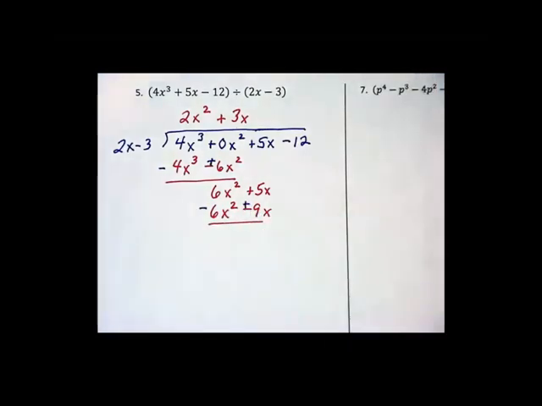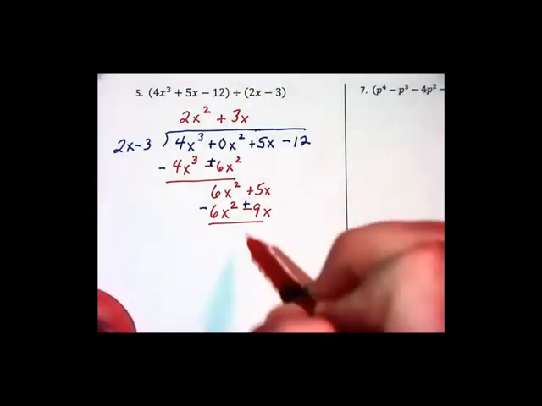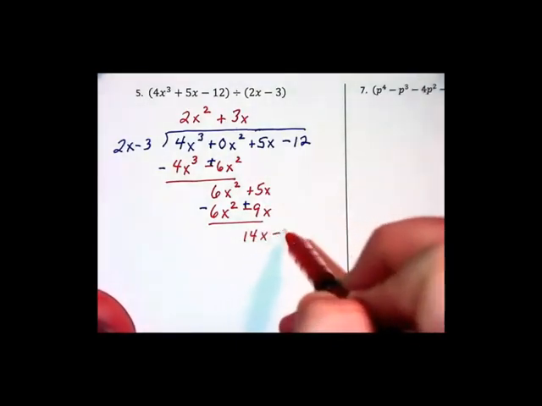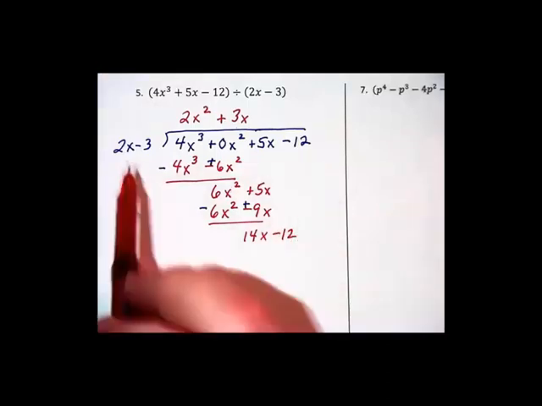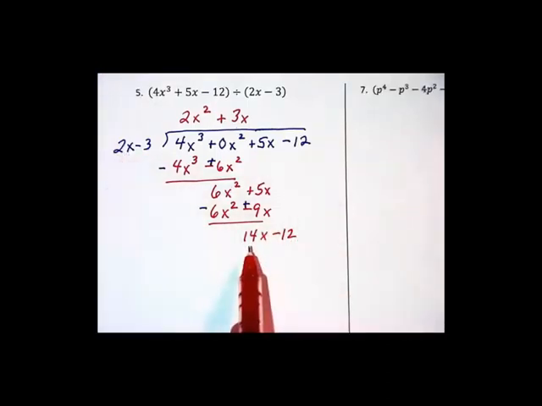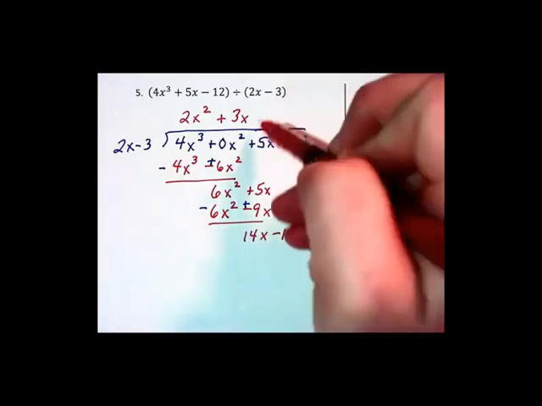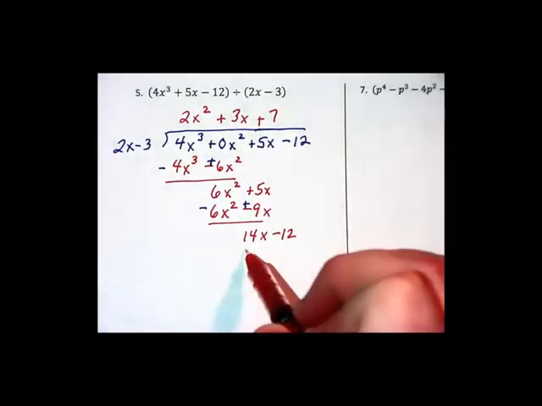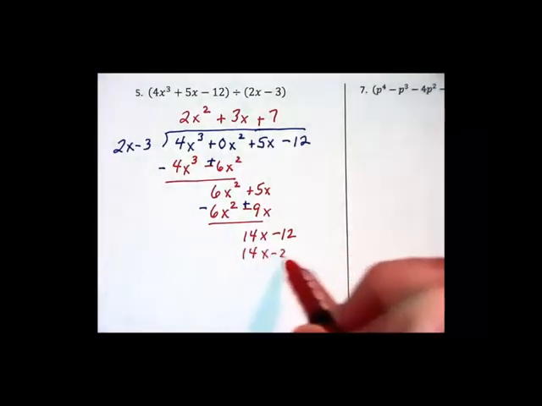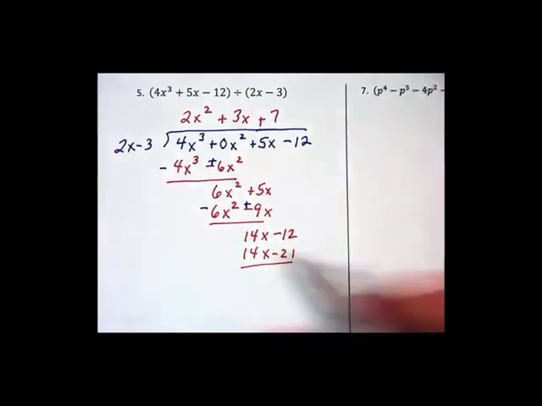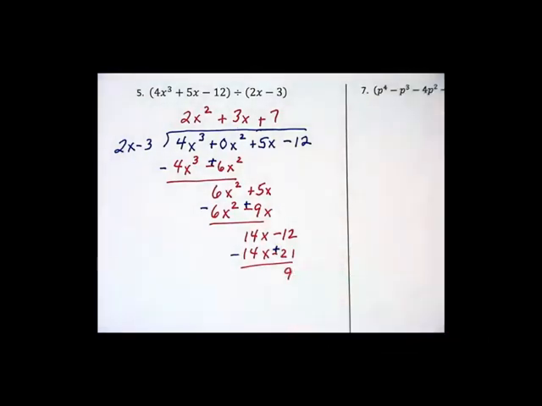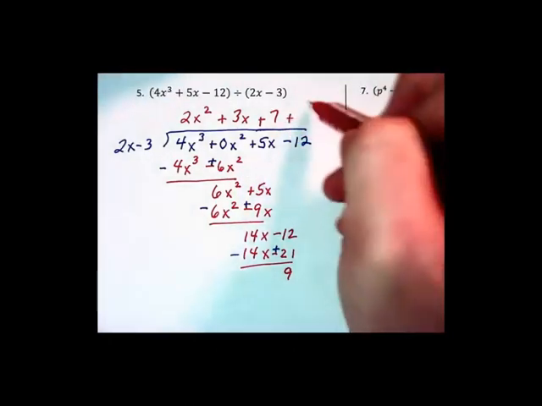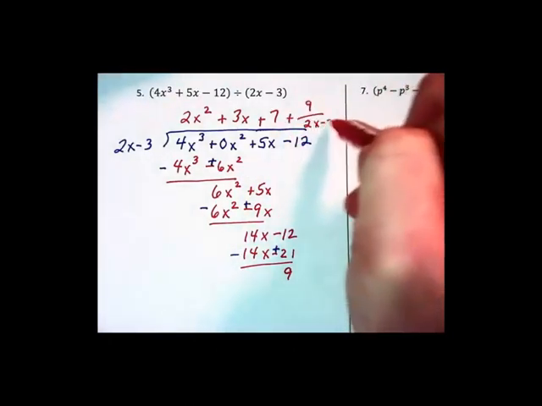The 6x squareds cancel out, but adding down in the next column we get 14x, bring down the minus 12. We then look at the 2x out front, the 14x right there, we get plus 7 up top. That 7 up top multiplies by both on the side, giving us 14x minus 21. We're going to add the opposite. Negative 12 plus 21 gives us a remainder of 9. So plus 9 over 2x minus 3.